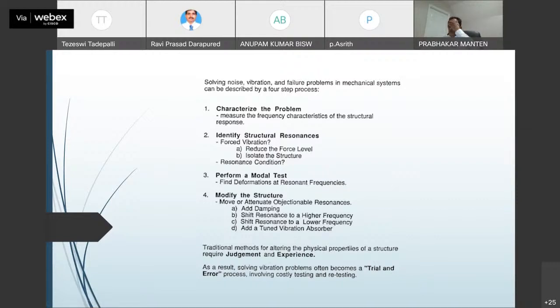After having done all this, there's something you need to do. The whole purpose is to resolve the issue of either this type or that type. So what can you do? The options at your disposal are to modify the structure, either move or attenuate objectionable resonances.